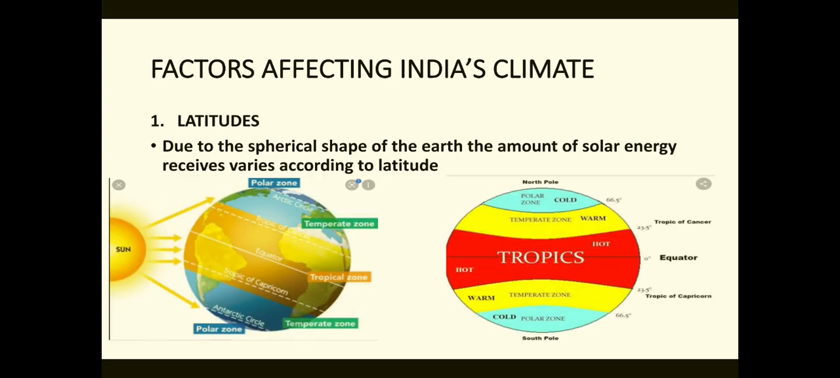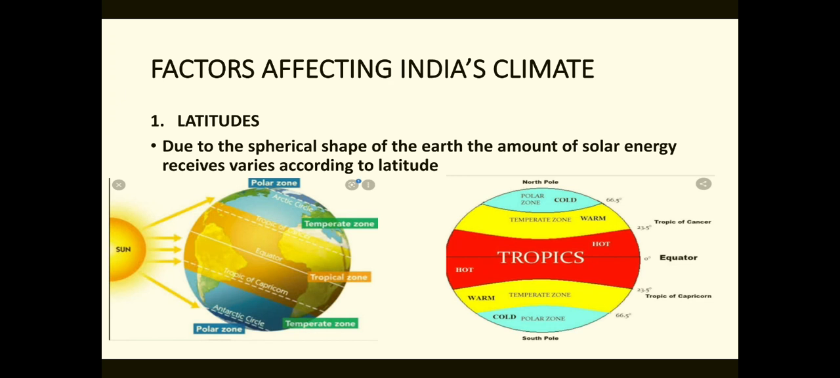The first factor that influences India's climate is latitude. You have learned about the imaginary circular lines which run on the globe parallel to the equator. These imaginary lines are known as latitudes. Latitudes help us to know about the climatic conditions of any area. Due to the spherical shape of the earth, the amount of solar energy received varies according to latitude. All the parts of the earth do not receive the same amount of heat.